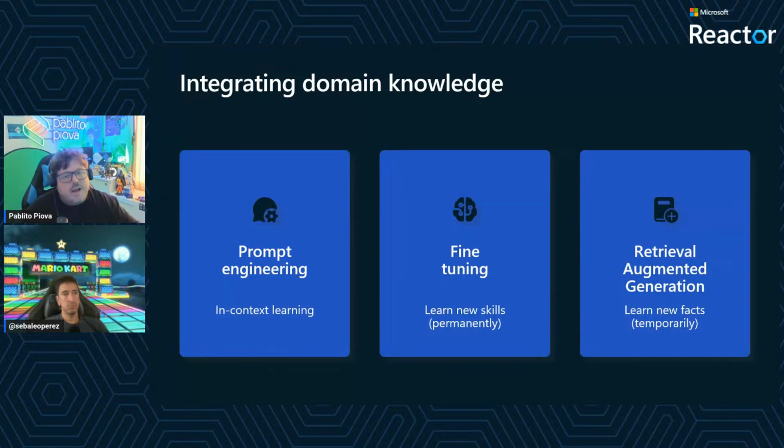This is the reason that we have RAG, or retrieval augmented generation. This is a technique that helps AI models access up-to-date and relevant information without requiring retraining, right? This is the advantage.